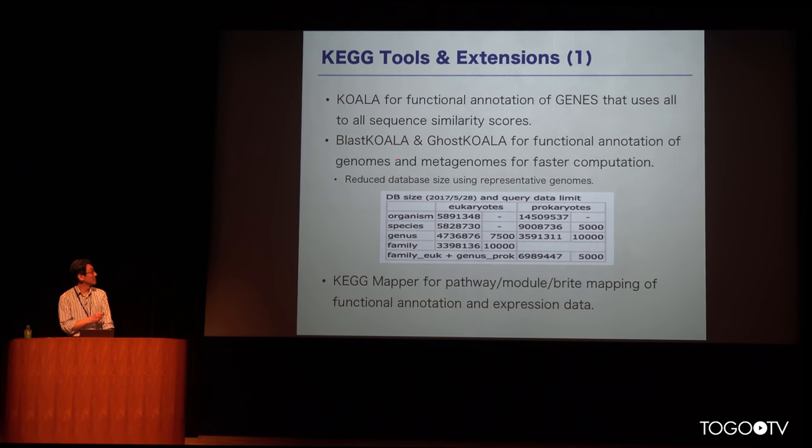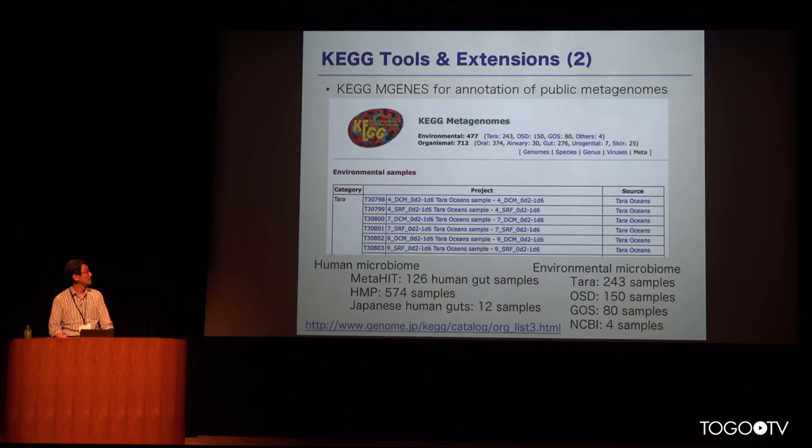The result of BlastKOALA and GhostKOALA is a list of the input sequences and the correspondence of the input sequence ID and the KEGG orthologous ID. So researchers can use the KEGG Mapper for creating the pathway information for their own sequences. And these KEGG tools can be used for other various tools and extended databases.